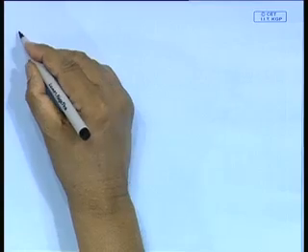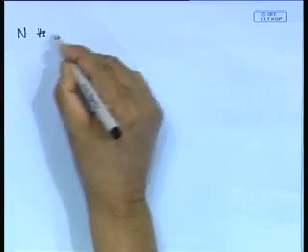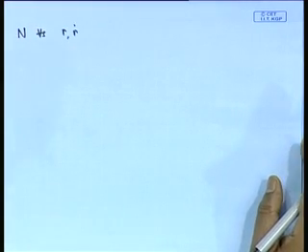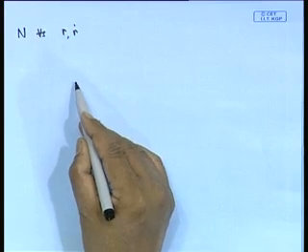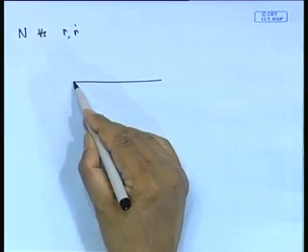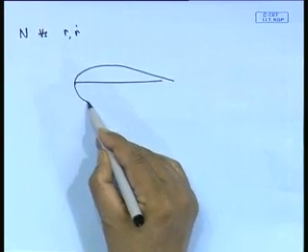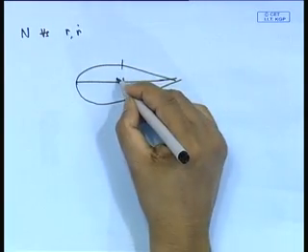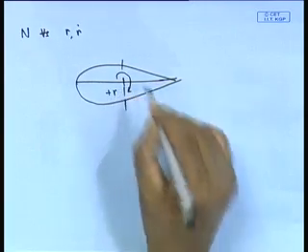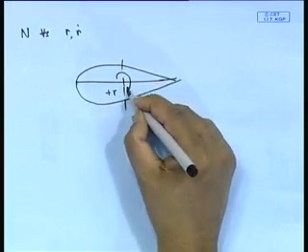Now comes the final one, that is N versus r dot. This is a little more involved. Again I have this hull. Now I am, remember, giving a rotation of plus r.